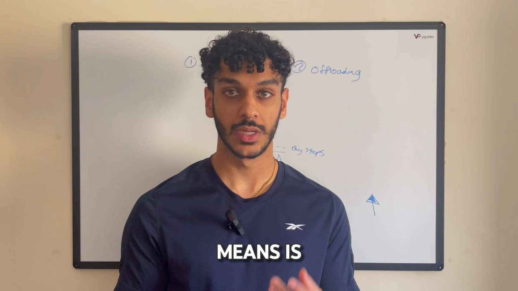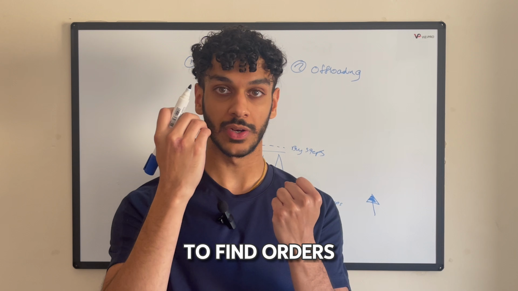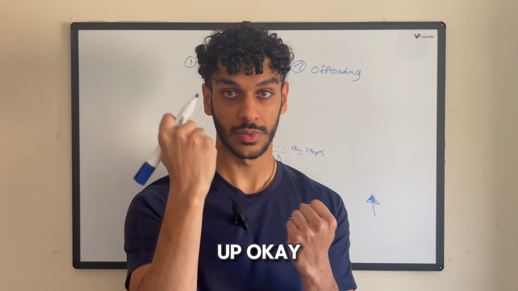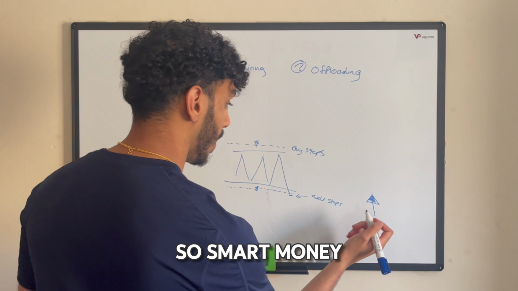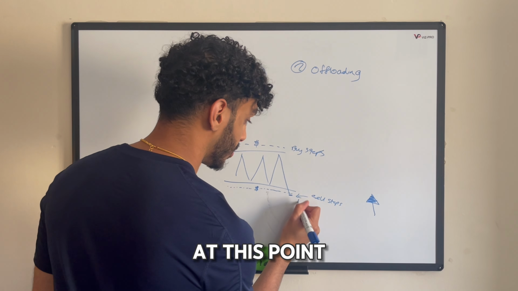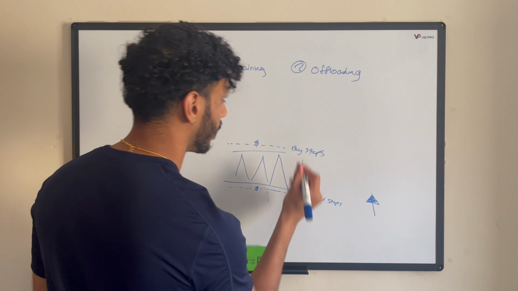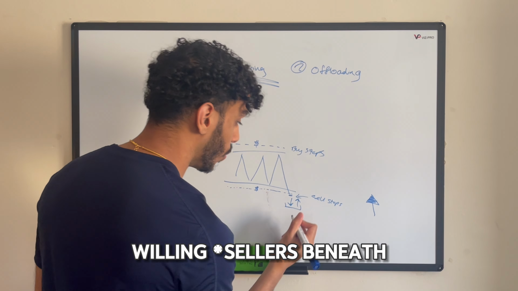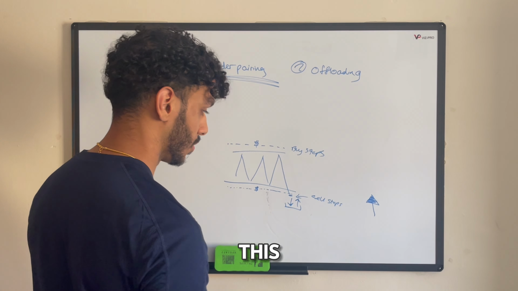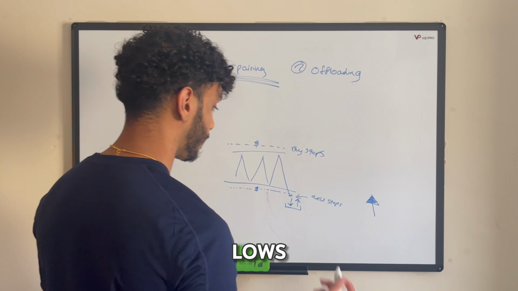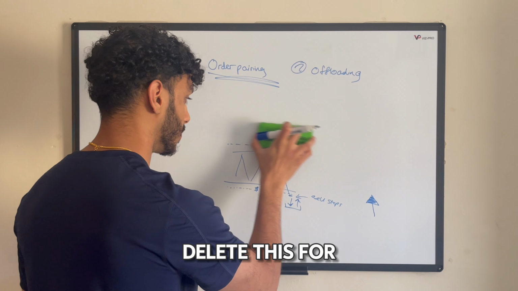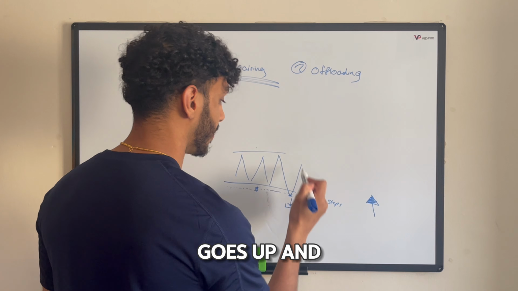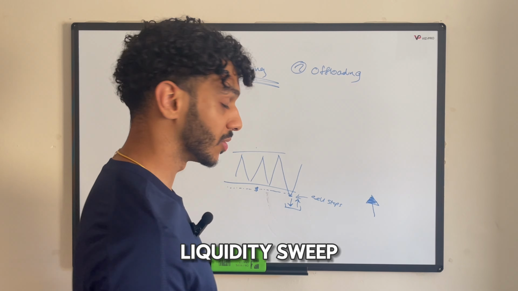Basically, what that means is that smart money are looking to find orders that are going down and couple them with their orders that are going up. Very, very simple. So smart money is looking to get into longs at this point, order pairing their orders with willing buyers beneath these equal lows. Let me just delete this for a second. Cool. So now, let's say price goes up, and that's what we label as a liquidity sweep.